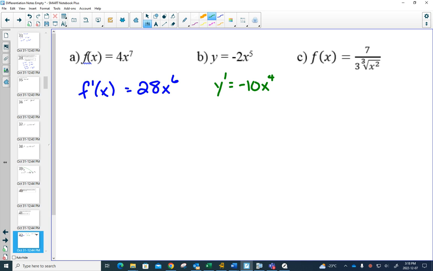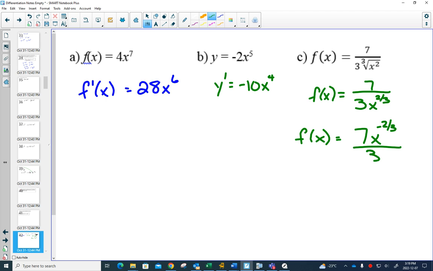Bring the 5 out in front. Negative 2 times 5, negative 10. Okay. The last one, you have to do some preliminary work. Can you see that that cube root would be x to the 2/3? Now, when we move the power, the 2/3 is just the x. Can you see that that 2/3 is not to the 3? So when I move that to the top, to make it negative 2/3, the 3 would still be on the bottom.